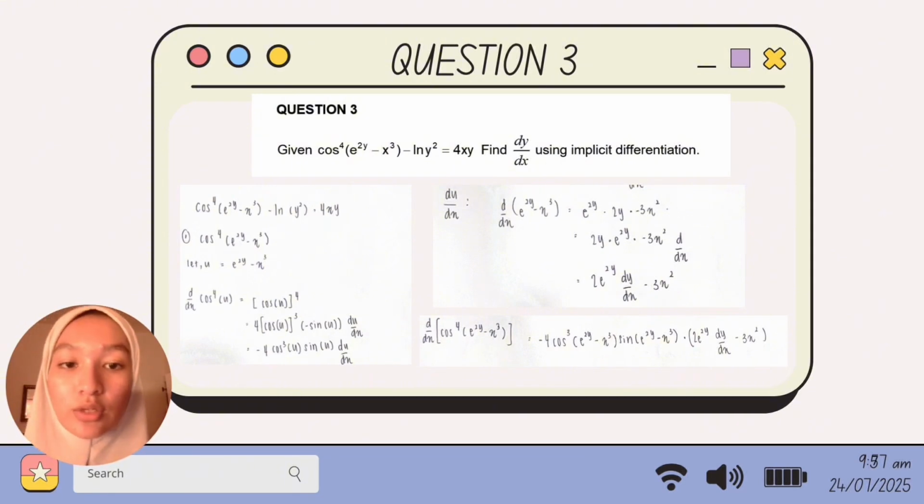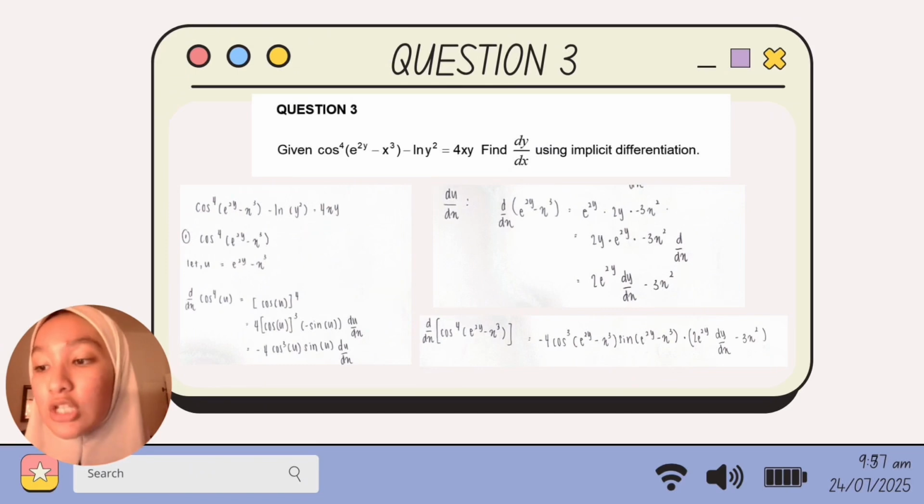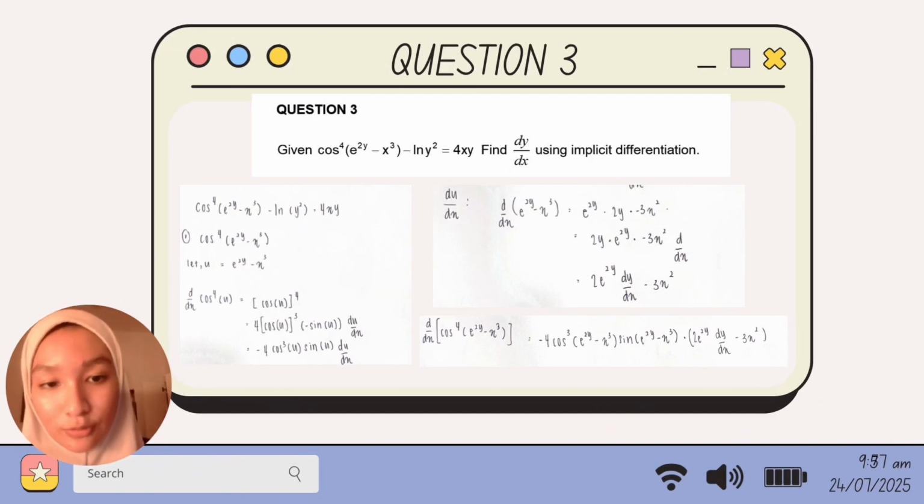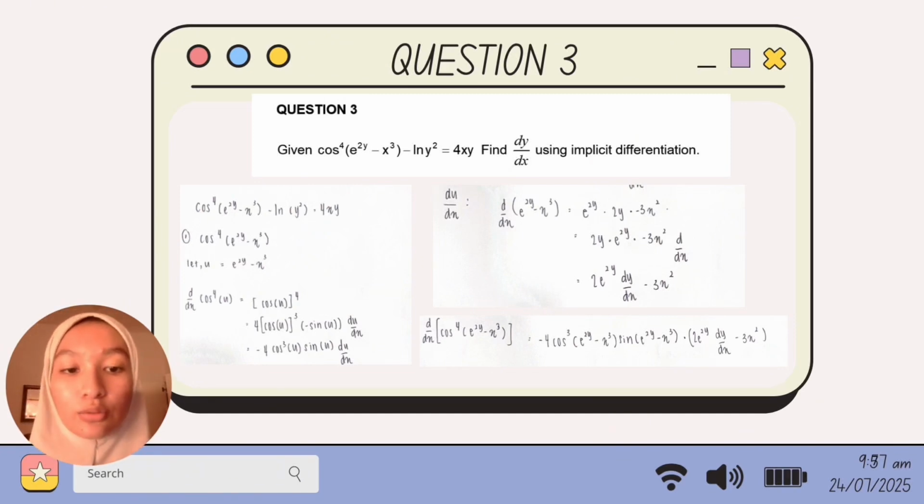For du dx, we are going to use the chain rule to differentiate e to the 2y minus x cubed. We differentiate it to become 2e to the 2y dy dx minus 3x squared. And for the final answer, we get negative 4 cos cubed of e to the 2y minus x cubed, sine of e to the 2y minus x cubed, times 2e to the 2y dy dx minus 3x squared.